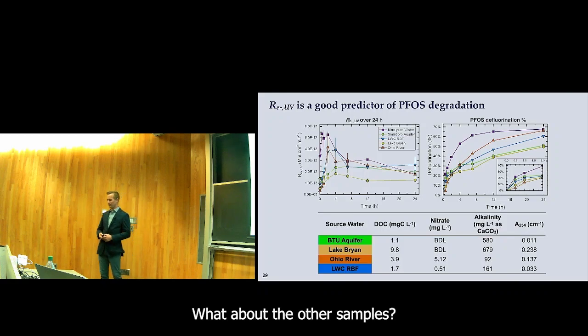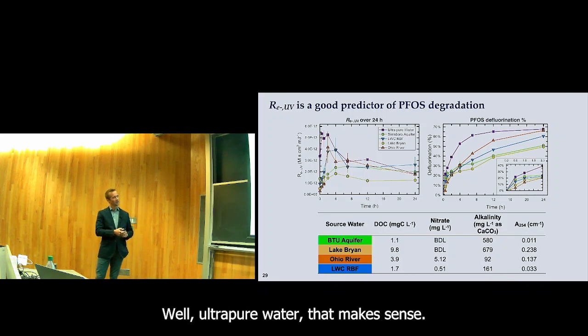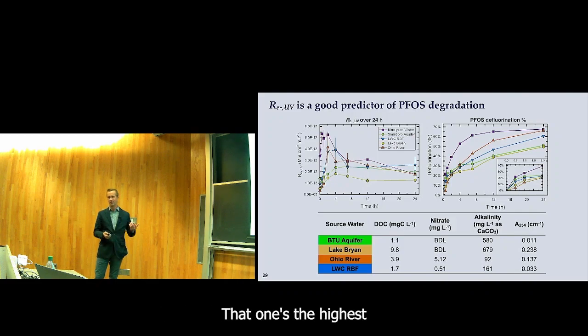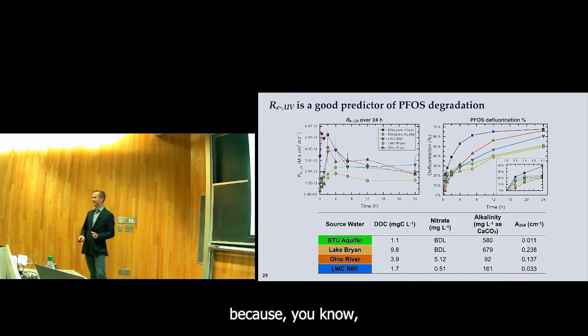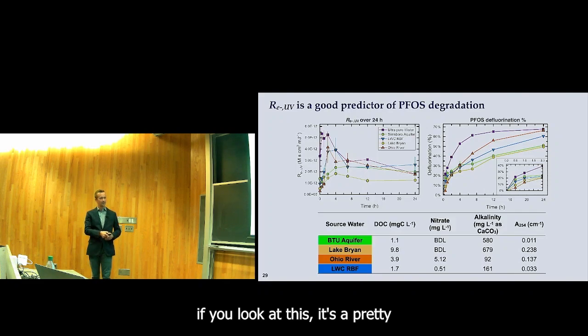What about the other samples? What does this have to say? Well, ultra-pure water, that makes sense. That one's the highest. Ohio River and LWC RBF, those are the next highest. And overall, the lowest ones are the samples that have high DOC and high alkalinity, and then the BTU aquifer had high alkalinity. And this was a little bit unexpected because, if you look at this, it's a pretty benign groundwater, right? Low DOC, just little absorbance at 254, but overall that had the worst performance.